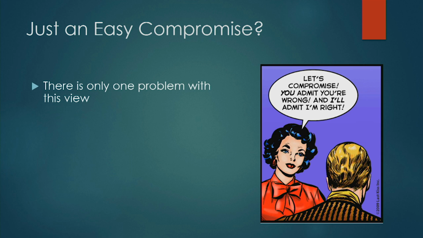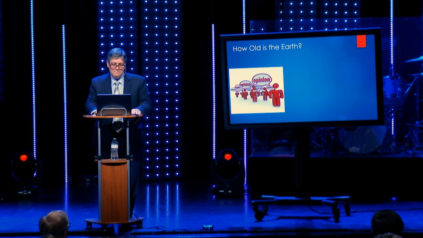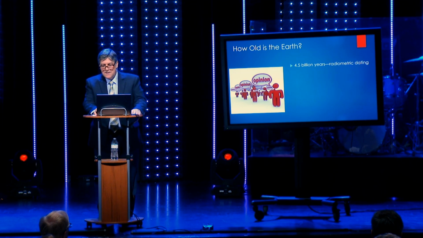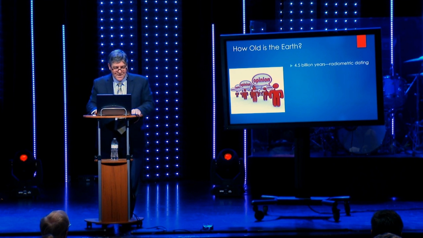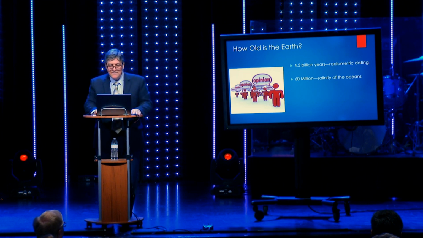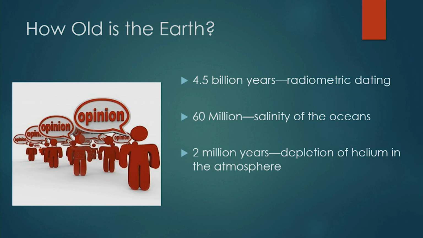You see, there's only one problem with this view, is that it injects God into a series of formulas that have excluded God from the equation in the first place. So I think this is a slippery slope. So how old is the earth? Well, it's 4.5 billion years according to radiometric dating, but the problem is that can vary by 1 billion years based on what section of the lava flow you measured. Maybe it's only 60 million years old based on the increasing salinity of the oceans. Maybe it's only 2 million years based on the depletion of helium in the atmosphere. You see, nobody really knows.